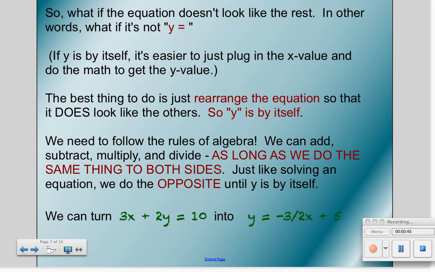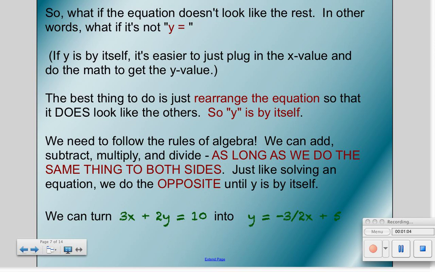Okay, so what if the equation doesn't look like the others? In other words, what if it's not y equals? So all the ones, the 2 that we did so far, was y equals, and then you could just do the math and get the y value. If y is by itself, it's easy because you just plug in the x values.